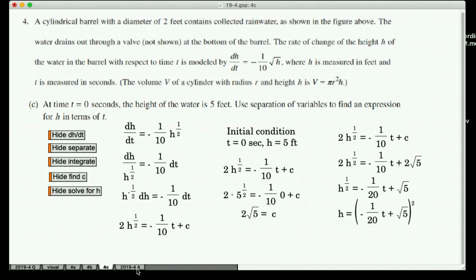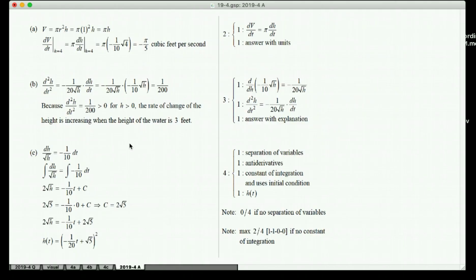Now let's look at what they gave us the points for. The first part, they gave us 1 point for dV/dt, which was pi dh/dt. They gave us 1 point for our answer and the units. Now, if you didn't have the units there, you'd do all this work and you'd lose that point. So make sure you put units down.